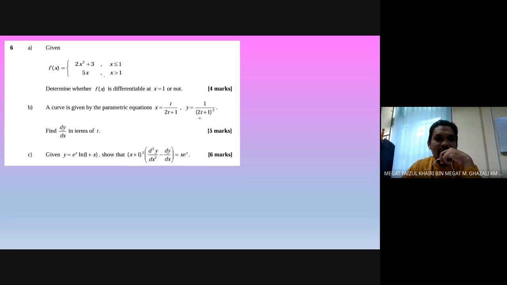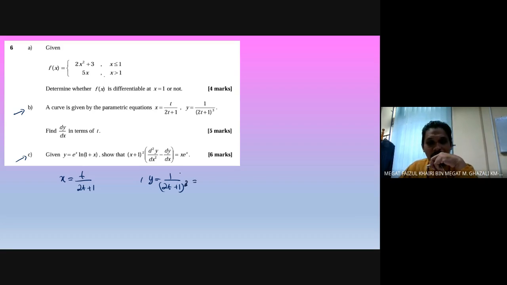Okay, number 6, which I recall I told all of you to study after this, because I found that the location of the notes, I go straight to B and C. Okay, a curve is given by the parametric equations x and y. Find dy/dx in terms of t. So x equals t divided by 2t plus 1, and y equals 1 divided by (2t plus 1) cubed.